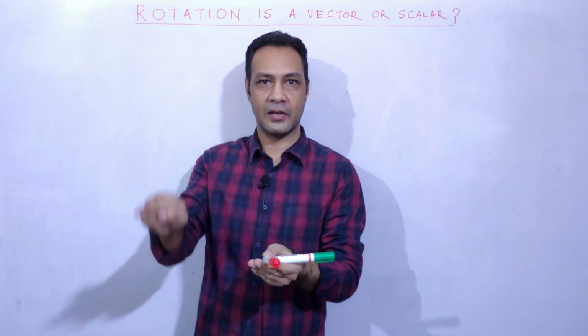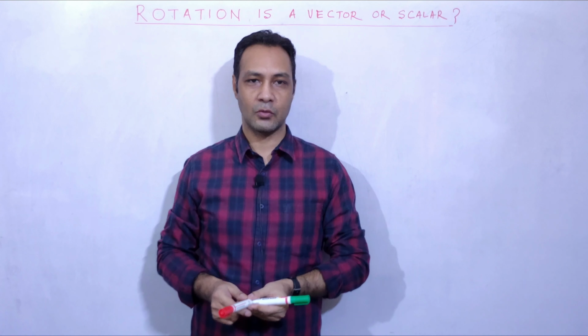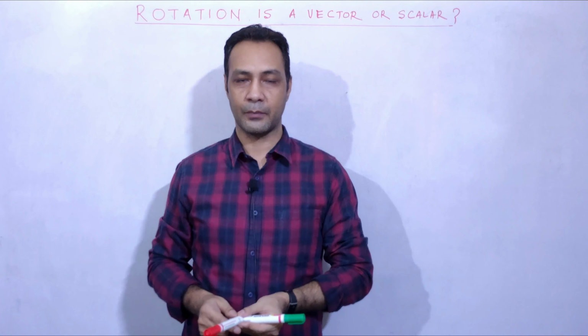Then again, starting from the same position, I will reverse the order: first rotation along the y-axis and then rotation along the x-axis. If the body arrives at the same position finally, we can say that this finite rotation is a vector, and if it doesn't, we can say it is not a vector, that it is a scalar.